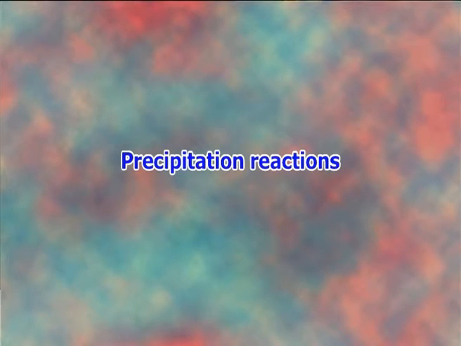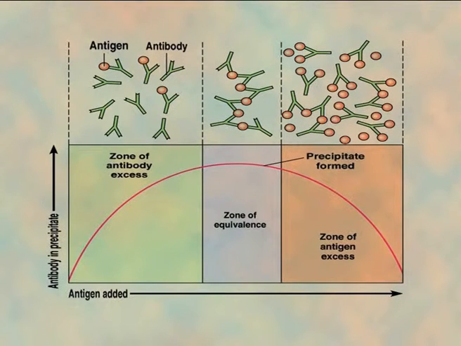Precipitation reactions. The interaction between an antibody and a soluble antigen in aqueous solution forms a lattice that eventually develops a visible precipitation. An antibody that forms a precipitate is known as precipitin. This process is called a precipitation reaction.